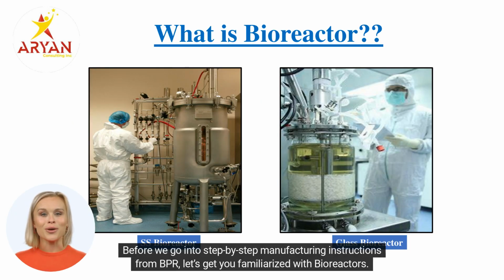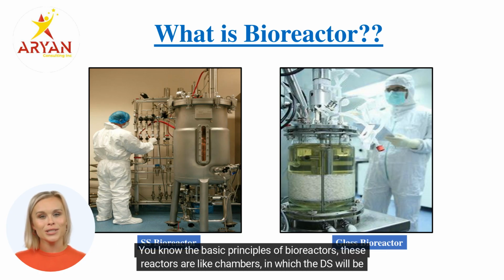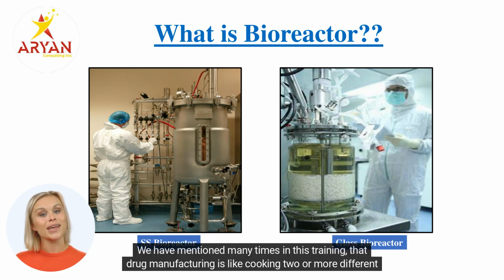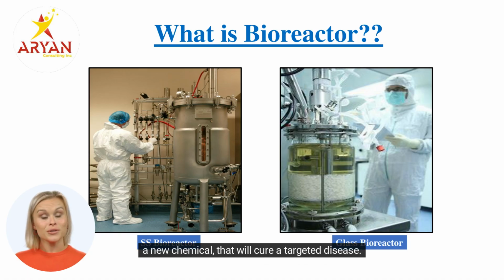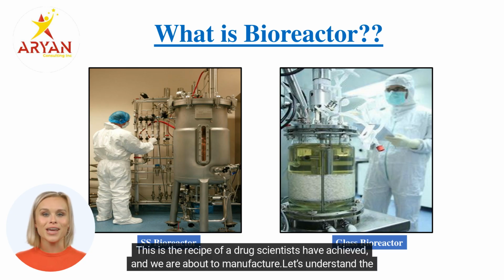Before we go into step-by-step manufacturing instructions from the BPR, let's get you familiarized with bioreactors. You know the basic principles of bioreactors. These reactors are like chambers in which the DS will be cooked. We have mentioned many times in this training that drug manufacturing is like cooking. Two or more different chemicals are mixed under certain temperature, certain agitation speed, and for a certain time to produce a new chemical that will cure a targeted disease. This is the recipe of a drug scientists have achieved, and we are about to manufacture.